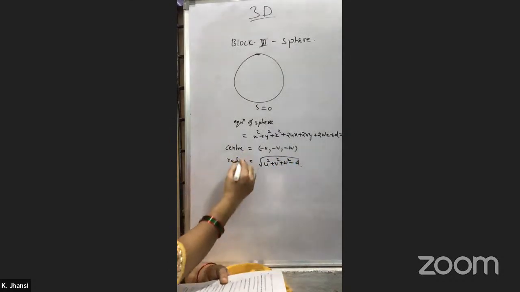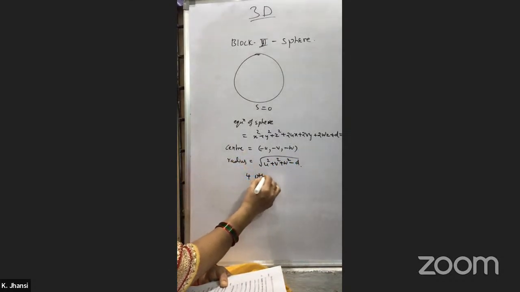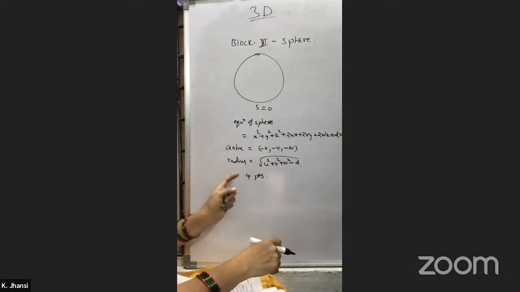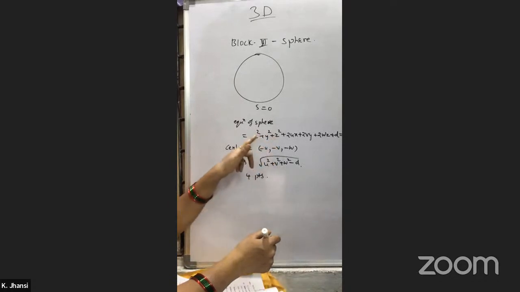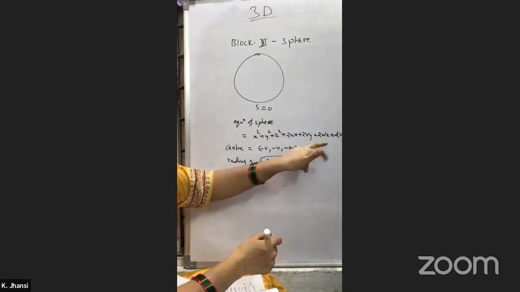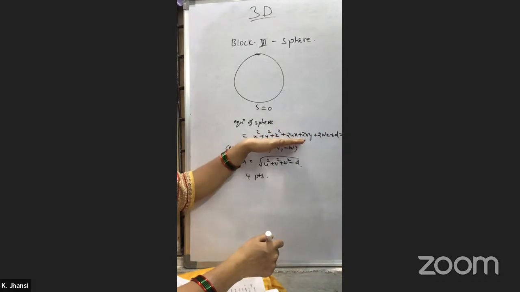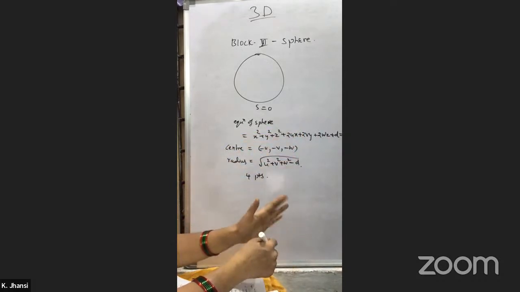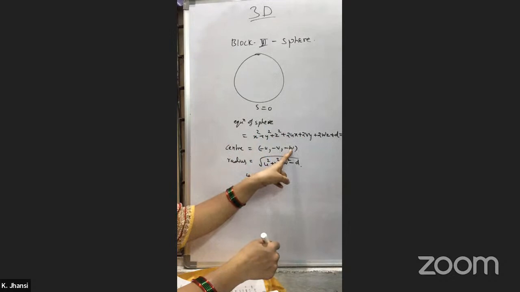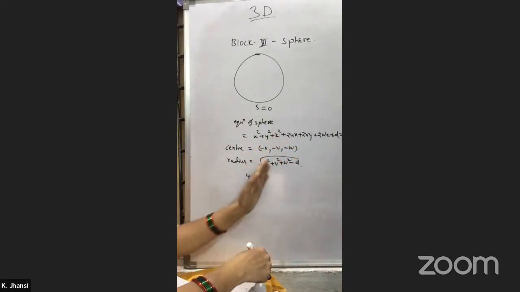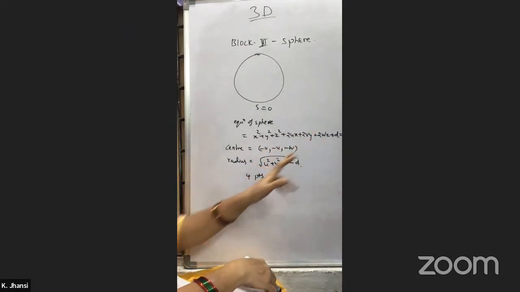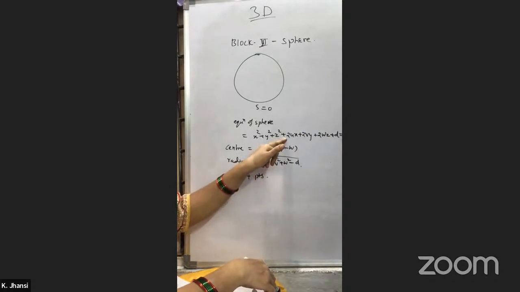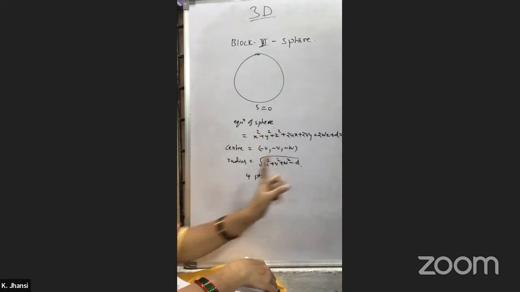So 4 points will be given, and whatever points are given, you have to substitute those 4 points in this equation of the sphere. This is called the standard equation of the sphere. If you substitute these points, you will get 4 equations. If you solve those 4 equations, you will get u, v, w, and the d value also. If you substitute all the values in this formula, then you will get the equation of the sphere passing through these 4 points.